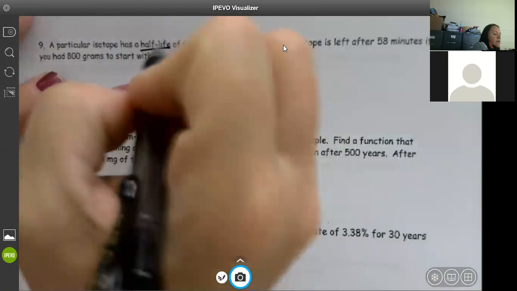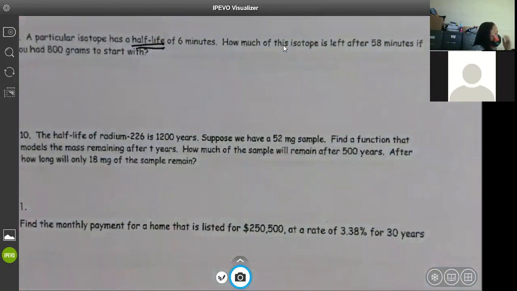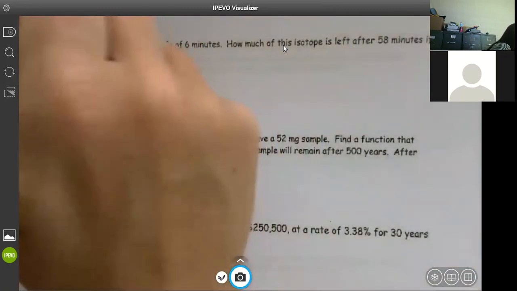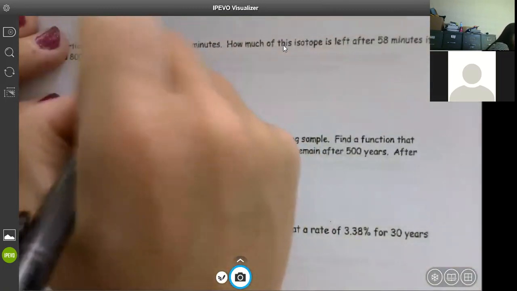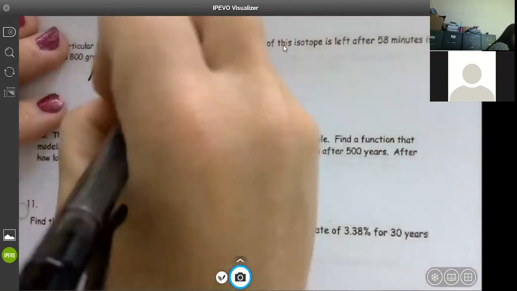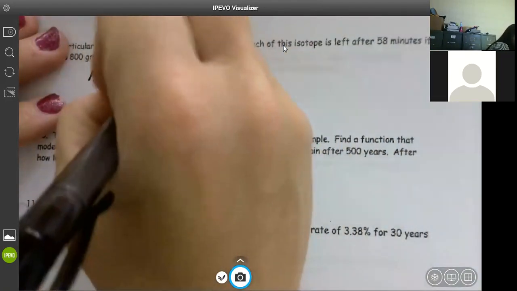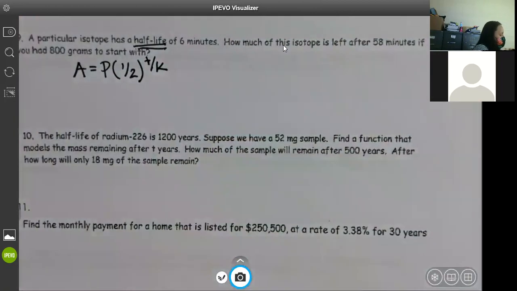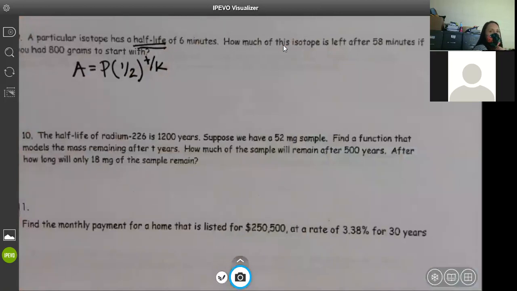So if you look, it talks about a half-life, right? So this is the one formula we haven't done. So what's your formula that we haven't used yet? A equals P times 1/2 to the T over K. I think she changed the formula. It doesn't matter. It's all the same. All right. It has a half-life of 6 minutes. How much of this isotope is left after 58 minutes if you had 800 grams to start with?